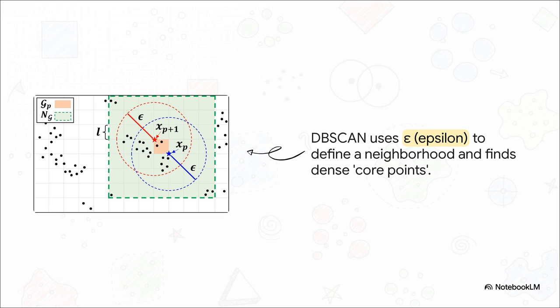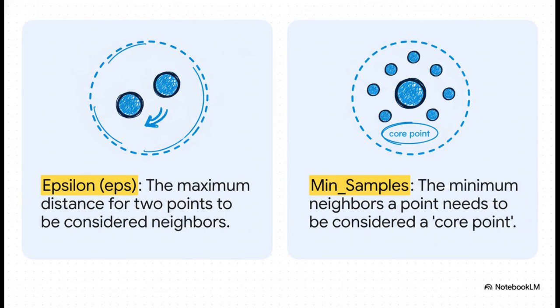The second is min_samples. That's the minimum number of neighbors a point needs to have inside that epsilon circle to be considered important. If it has enough neighbors, we call it a core point, and that's the seed of a new cluster. Let's just break that down one more time. Epsilon, or eps, is the size of that search radius, your personal space bubble. Min samples is basically the popularity contest. If a point has at least that many friends inside its bubble, it gets labeled a core point, and the algorithm starts building a cluster right there.